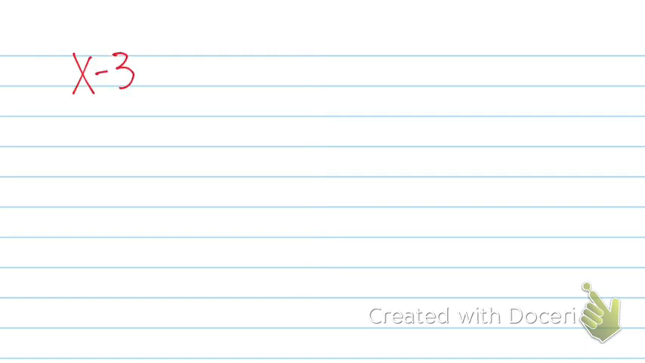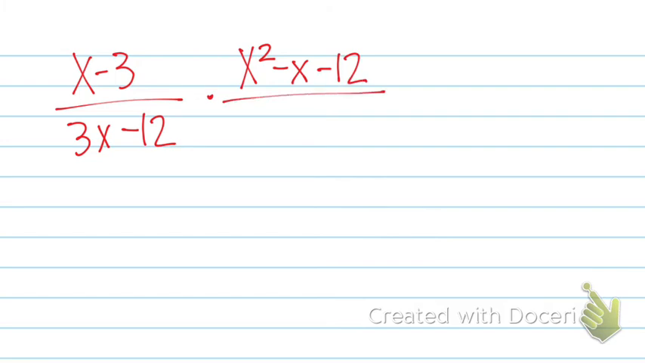So we have x minus 3, 3x minus 12 times x squared minus x minus 12 over x squared minus 9. Can I simplify x minus 3? No. So what do I do with it? Bring it down. I just bring it down. Now, I cannot simplify 3x minus 12, but I can factor out what number? Not 3x, just 3.